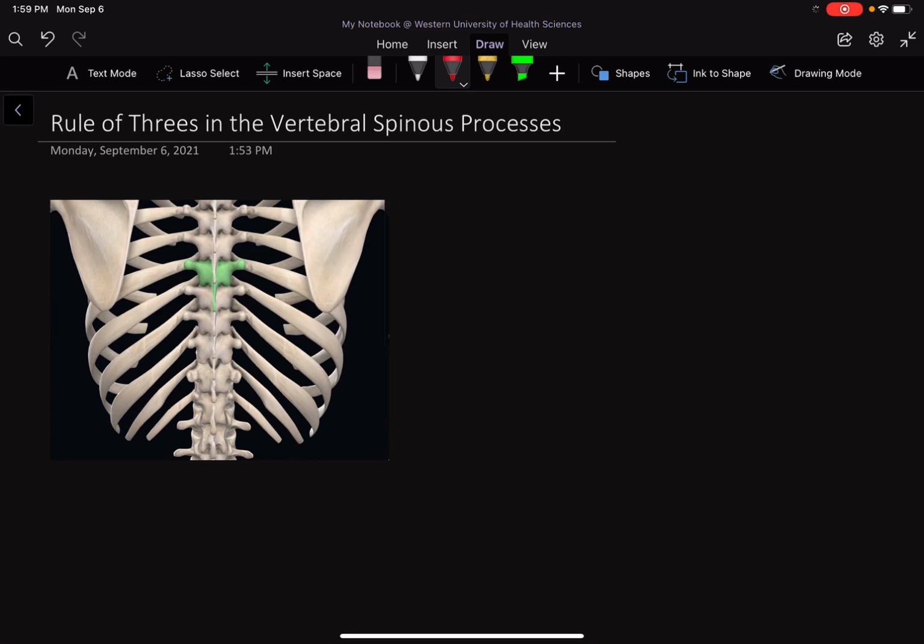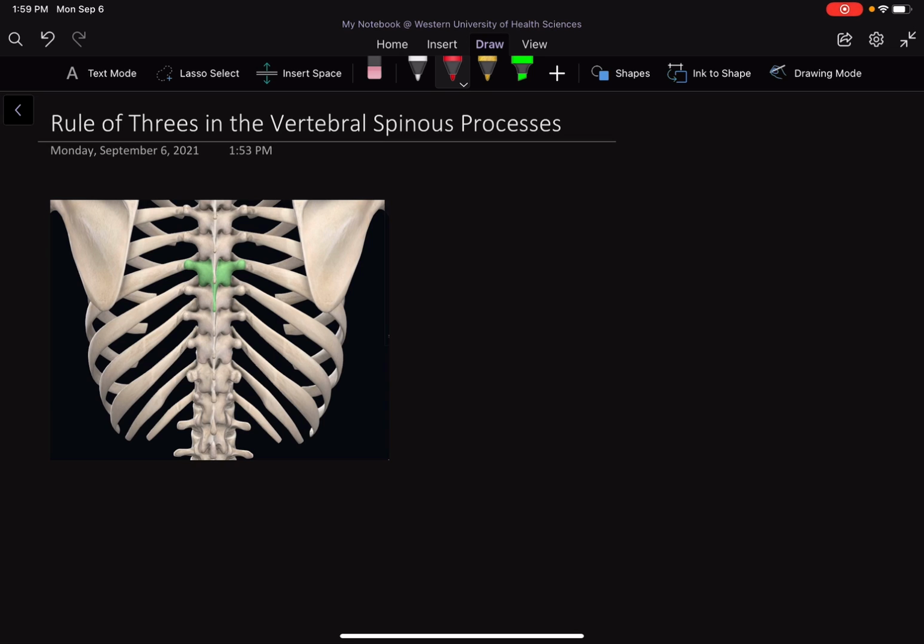How's it going, guys? In this video, we're going to be talking about the rule of threes in vertebral spinous processes. The reason you need this is because the transverse process is not always at the same vertical or horizontal line as the spinous process.